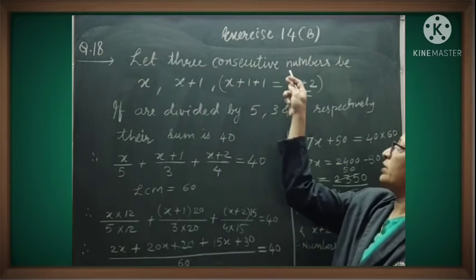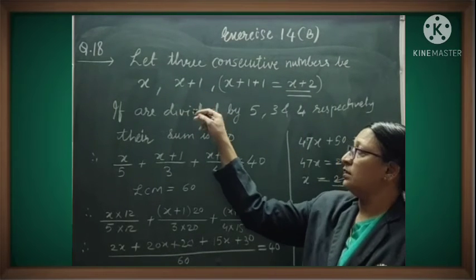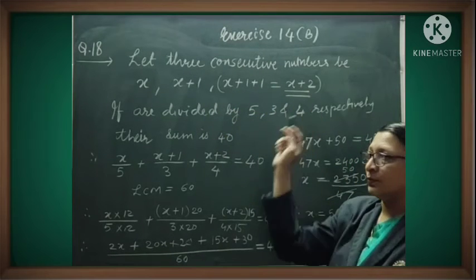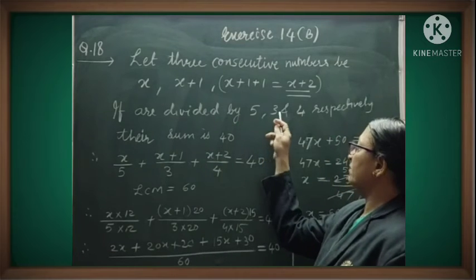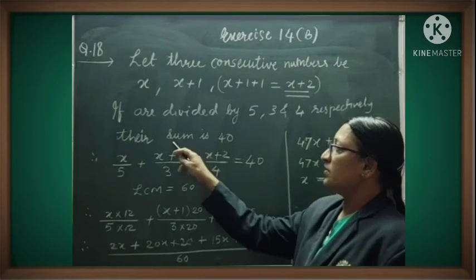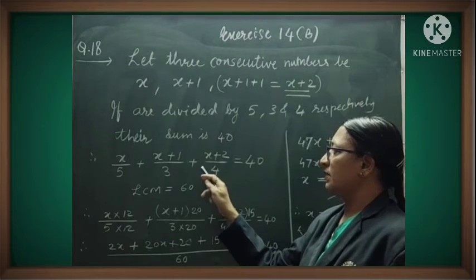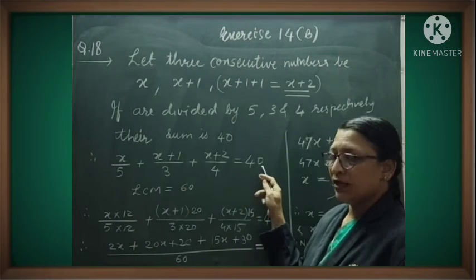Let the 3 consecutive numbers be x. So the second one is x plus 1 and the third one is x plus 1 plus 1, that is x plus 2. As per the given, if they are divided by 5, 3 and 4 respectively, their sum is 40. So x by 5 plus (x plus 1) by 3 plus (x plus 2) by 4 equals 40.